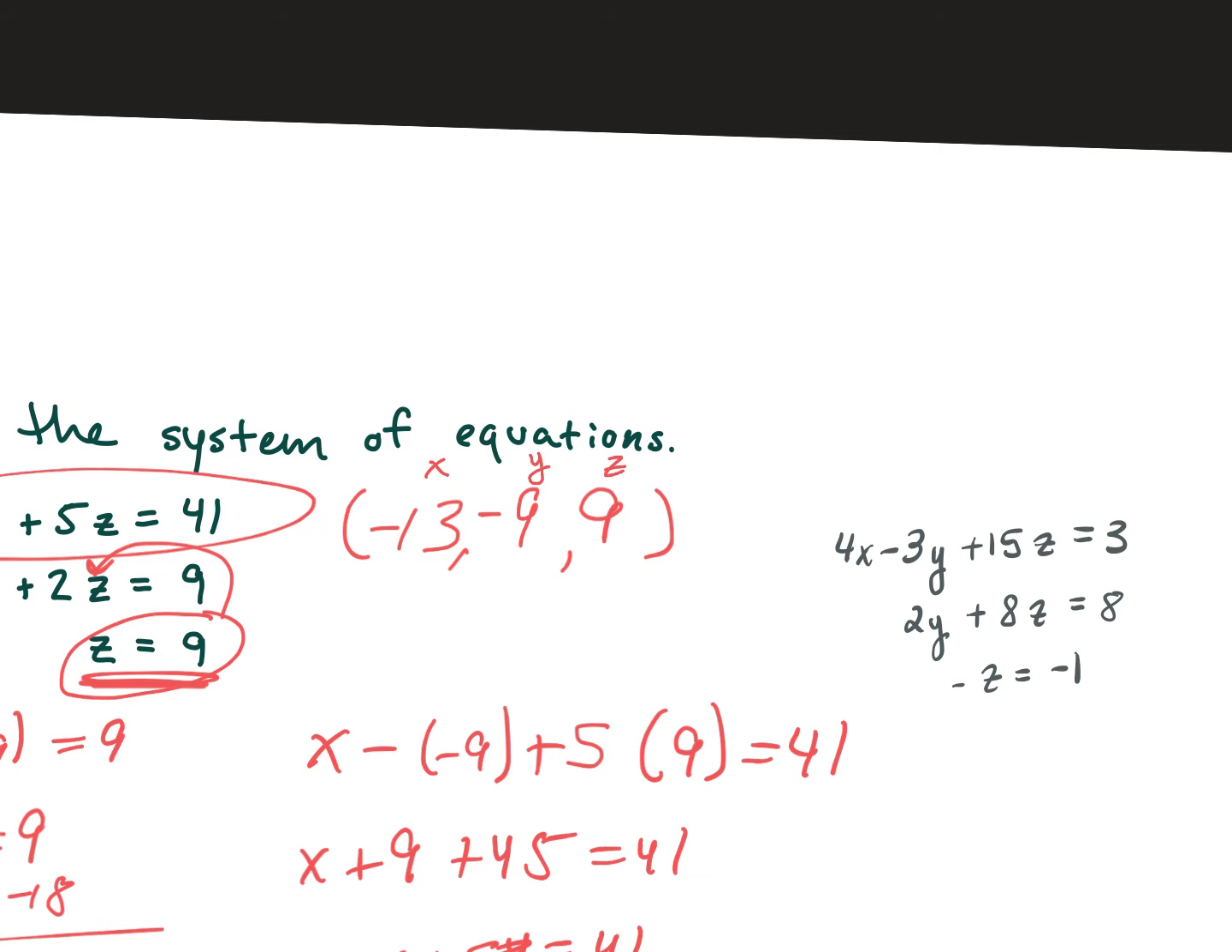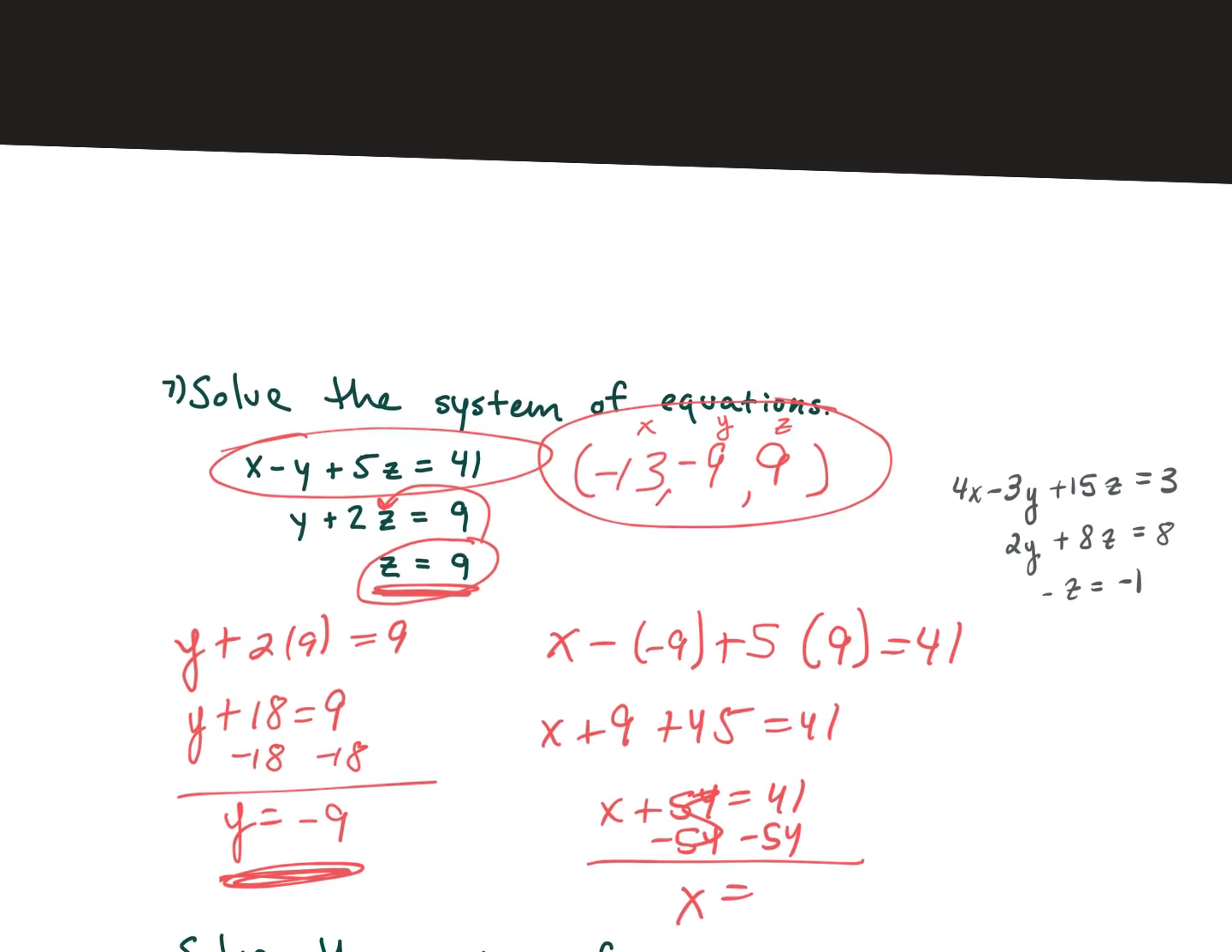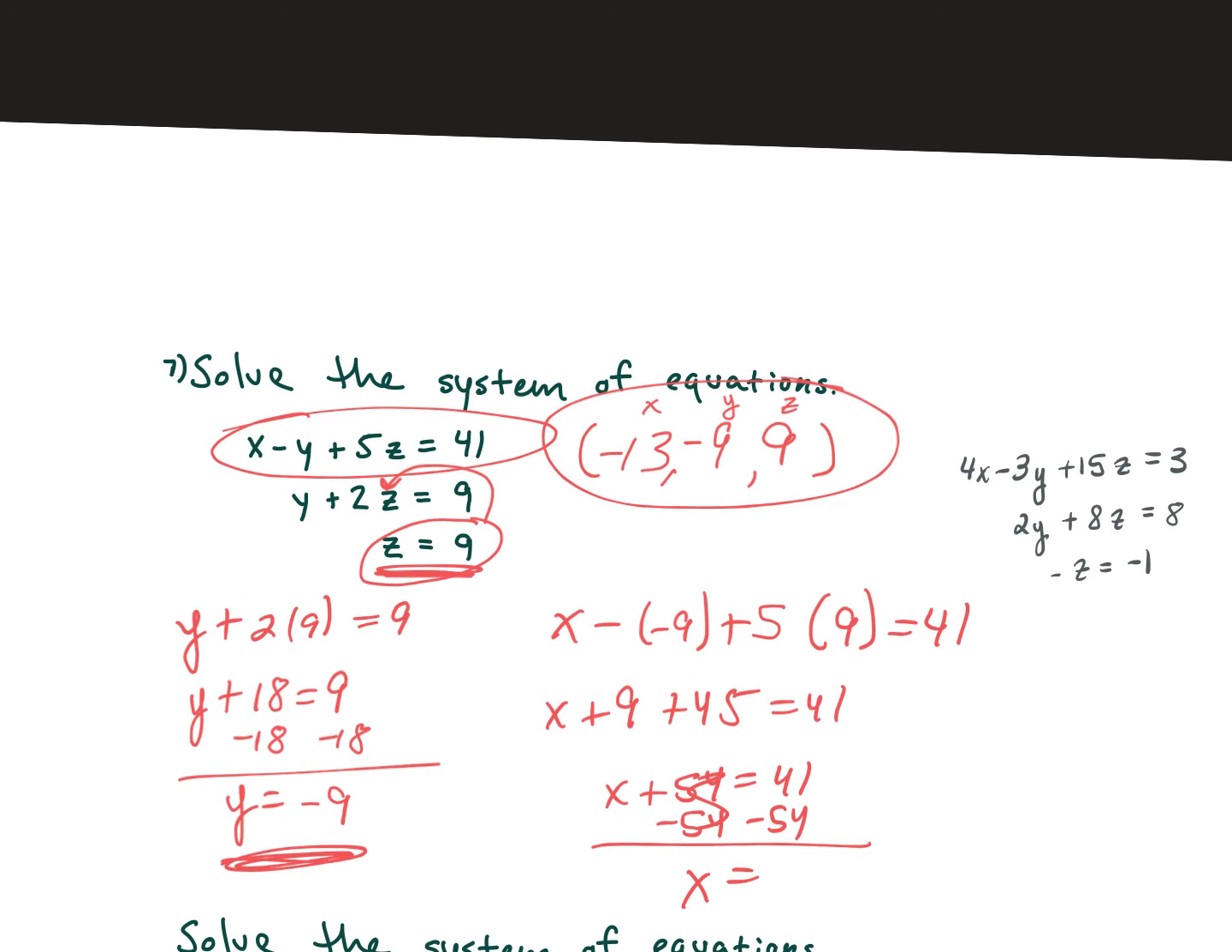So this is the x value that I found, this is the y value that I found, and this is the z value that I found. So that is my ordered triple. And on some of the homeworks that you turned in, I went back and I wrote, make sure you write your answer as an ordered triple. Don't just leave x equals, y equals, and z equals all over the place. You need to write it as an ordered triple.